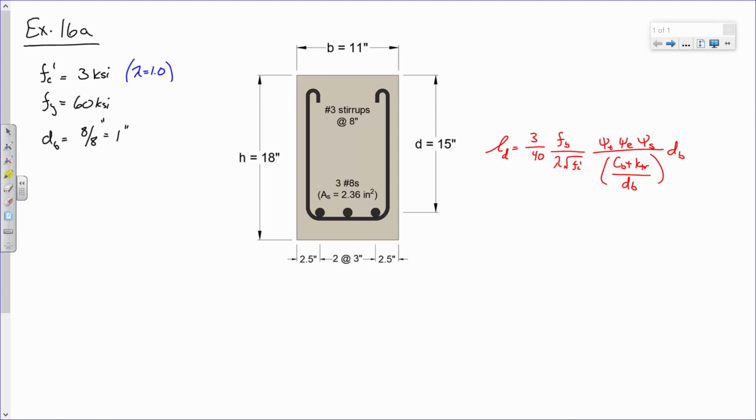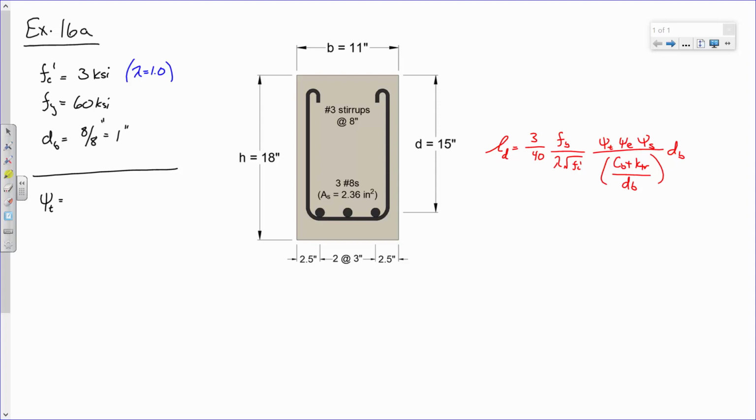Okay. Now, we're going to do this example, I guess, twice. The first time we do it, we're going to assume that K_tr equals 0, and then the next time we're going to compute K_tr. And basically all I'm doing with that is I'm asking how does accounting for the stirrups help with the development length. So we'll get into that later. First off, though, let's check out each of these factors.